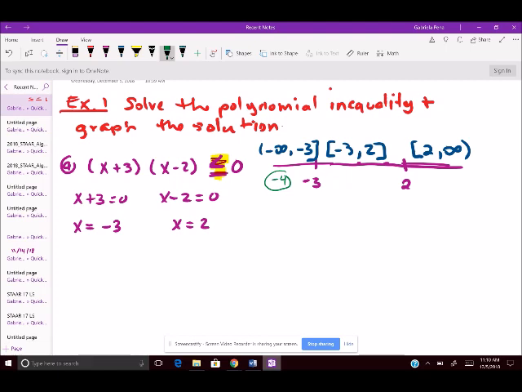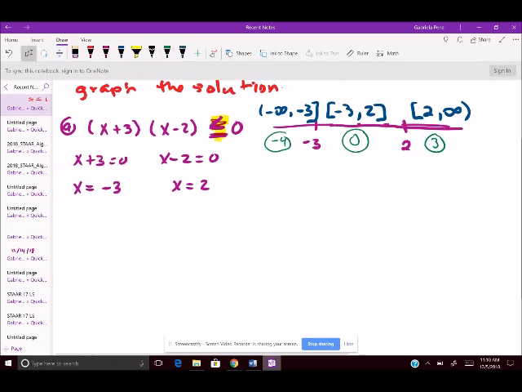I need to pick a number between negative 3 and 2. Anytime that it's something like this, the best number for you to pick would be 0. Now you could have picked 1, you could have picked negative 2, you could have picked negative 1, it still would have worked out the same way. But you always try to look for a number that's going to make your life easier. A number between 2 and positive infinity would be what? 3.